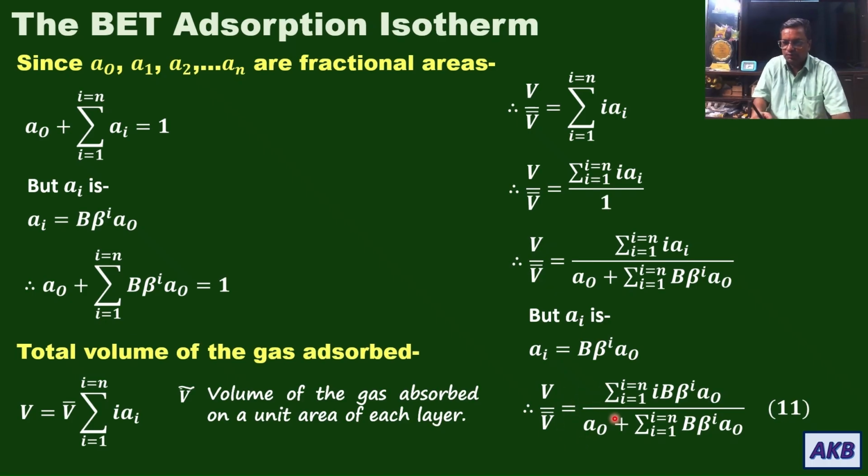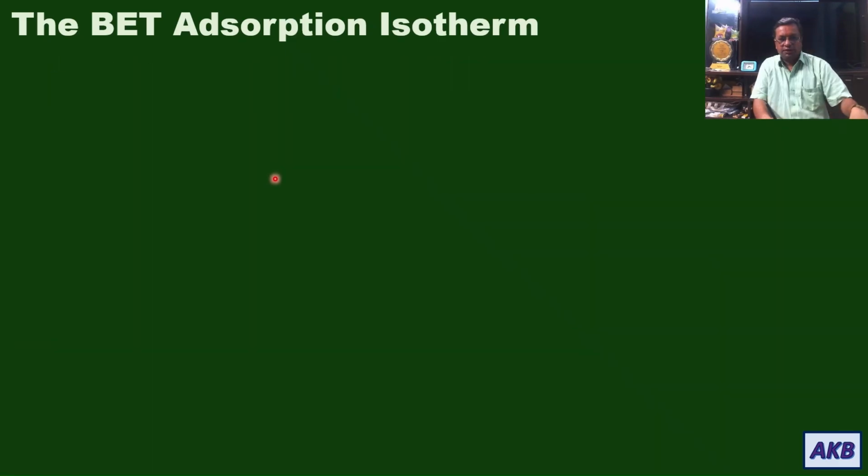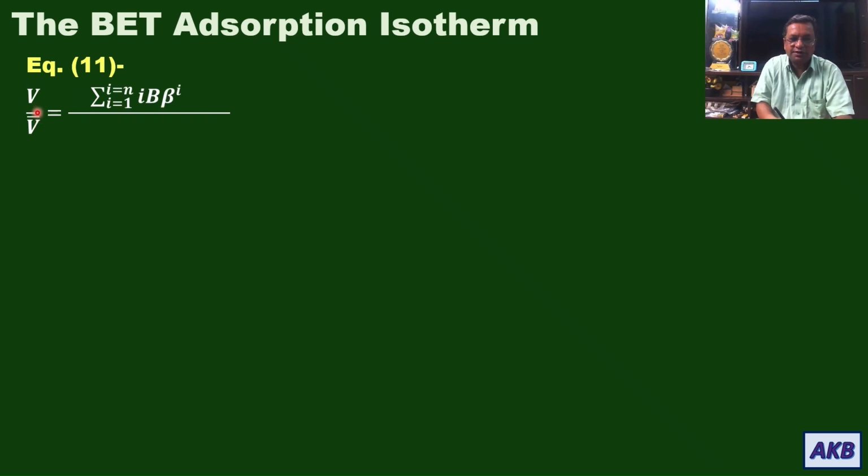We are going to continue with this equation. Okay, so the equation that we obtained previously, I am calling it equation 11. And what is that equation? V upon V bar is equal to summation of I into B into beta raised to I into A naught when I goes from 1 to N divided by A naught plus summation of B into beta raised to I into A naught when I goes from 1 to N.